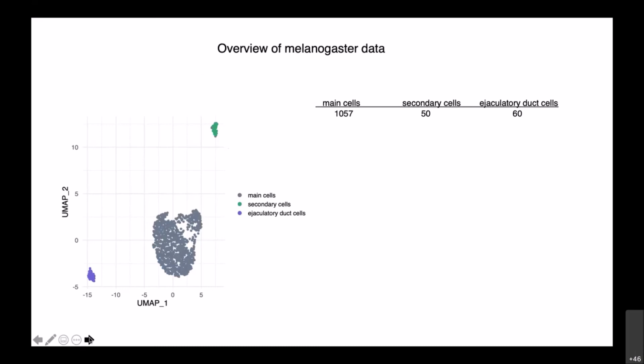So this is telling us a couple of things. First, there doesn't seem to be any clustering or different types of ejaculatory duct cells, at least in this data set. They're all in one cluster.